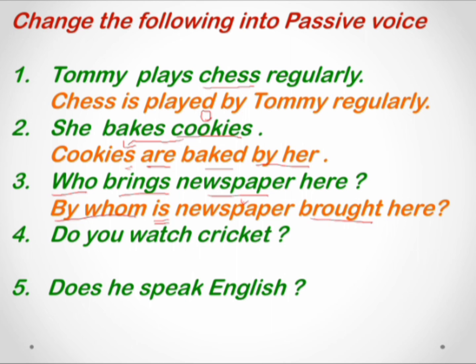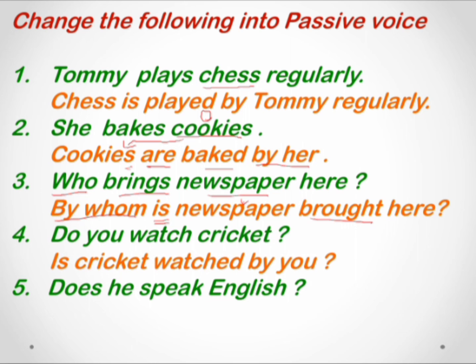Next, do you watch cricket? Answer. Cricket is singular. Do verb is used. So, if we use do verb in the active voice, in the passive voice we use be verbs. So, do you watch cricket? So, cricket is singular. So, we use is. Then we bring the object here. The past participle of watch is watched by you.